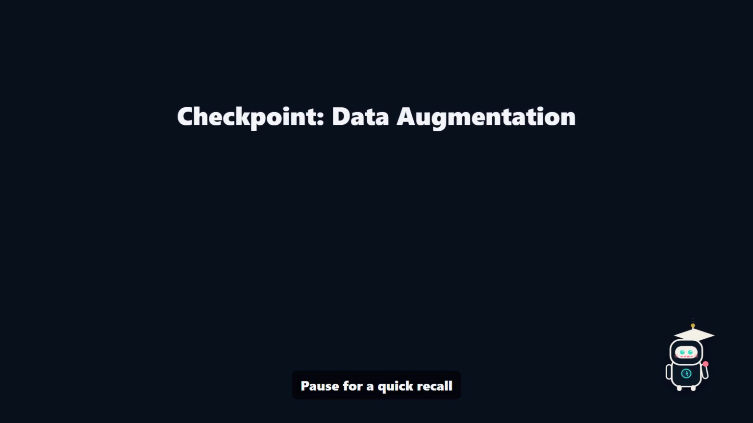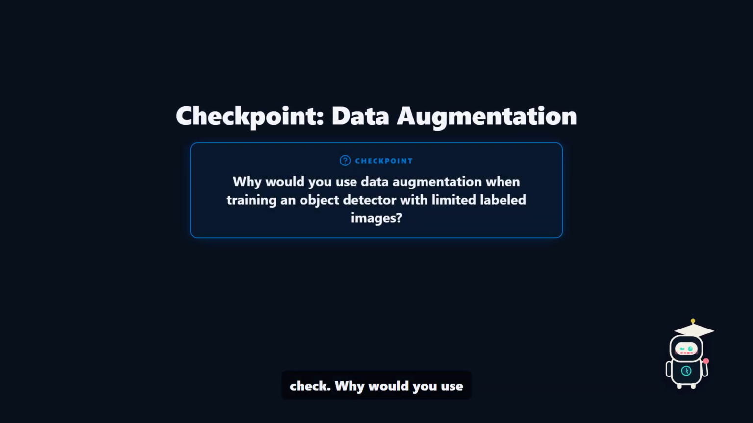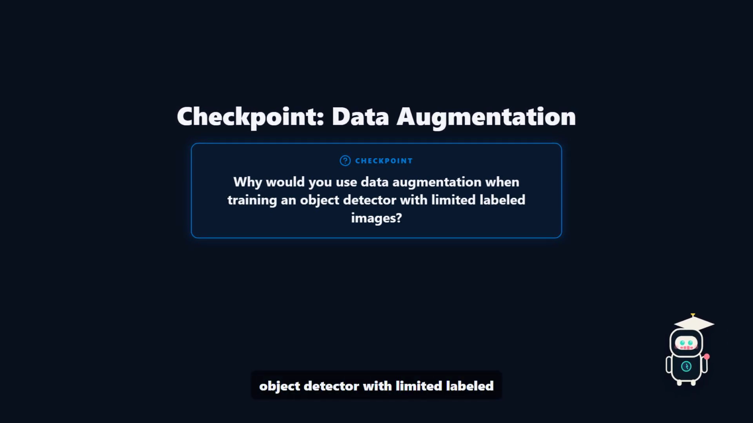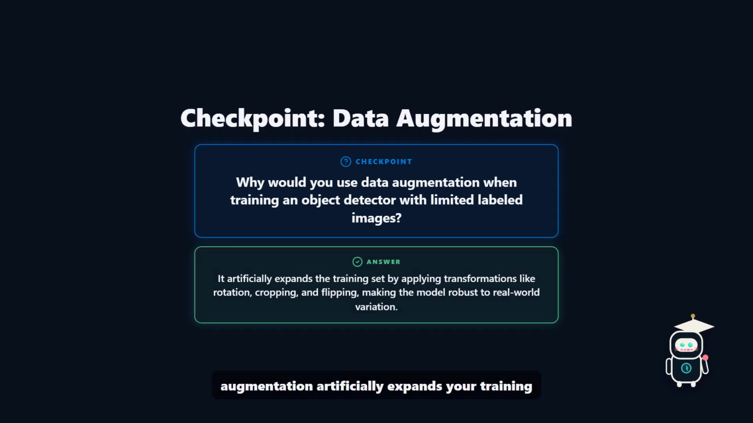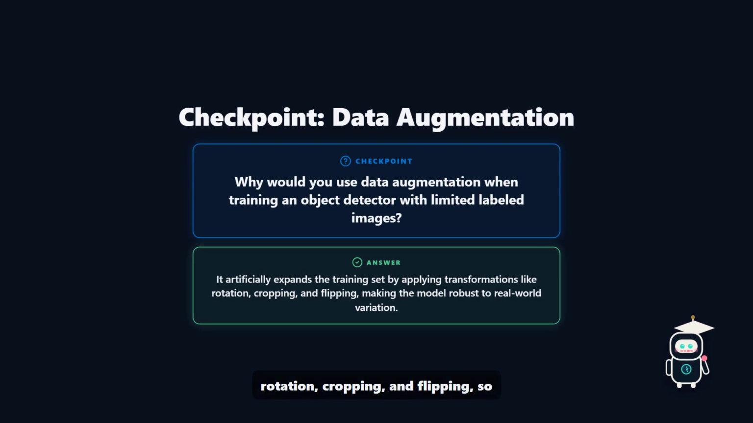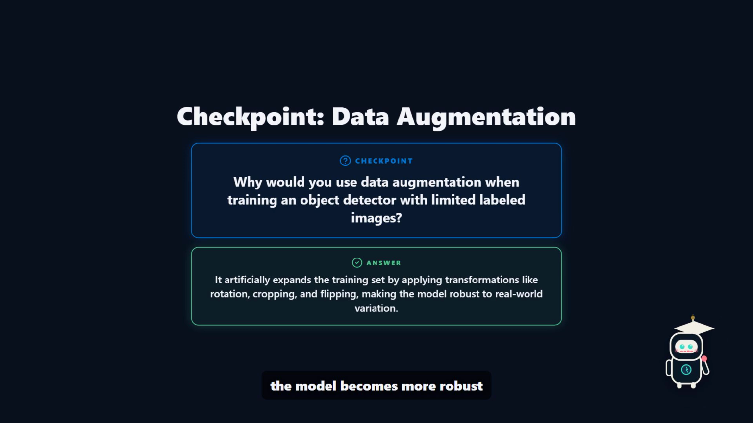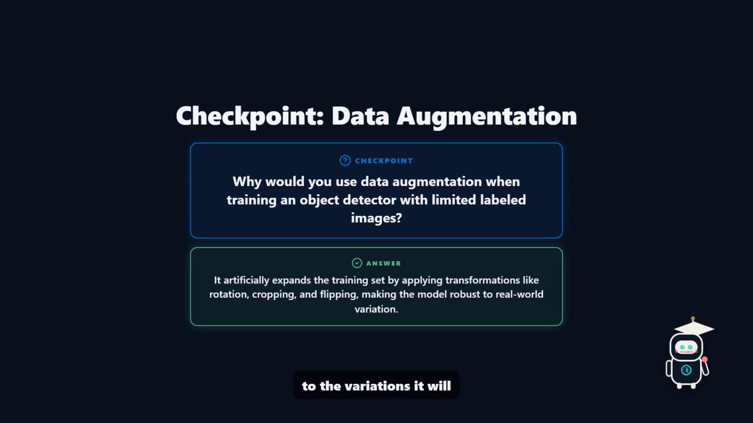Pause for a quick recall check. Why would you use data augmentation when training an object detector with limited labeled images? Pause and think. Data augmentation artificially expands your training set by applying transformations like rotation, cropping, and flipping, so the model becomes more robust to the variations it will see in the real world.